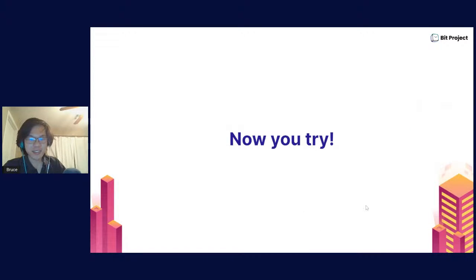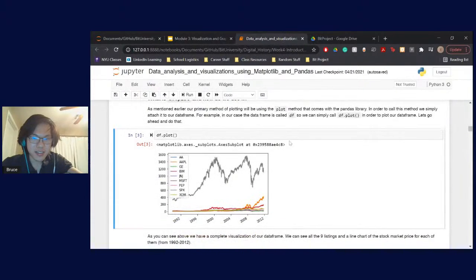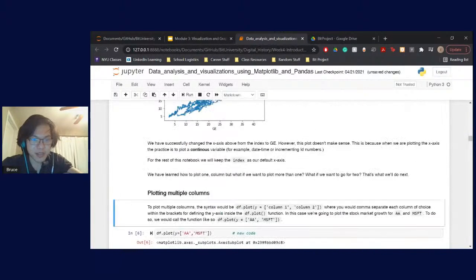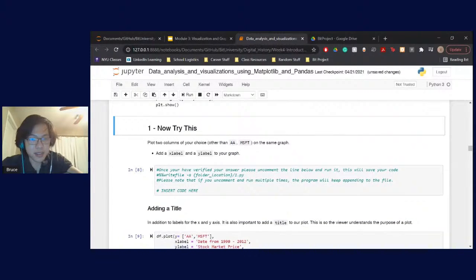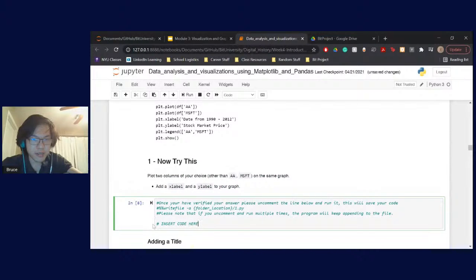Okay, so now we have the "now you try" segment. And by "now you try," I mean, pause this and try yourself. But if you want to join me, I welcome it. Here is stuff that we've been doing: plotting multiple columns, adding labels. Now try this. Plot 2 columns of your choice on the same graph.